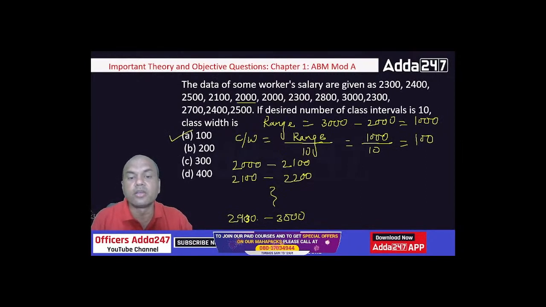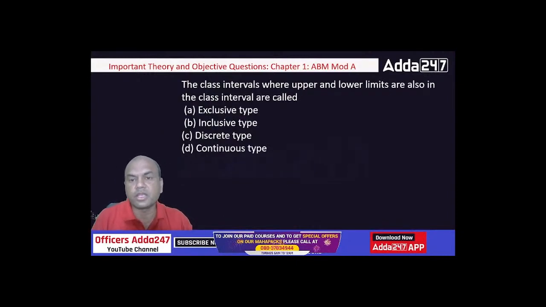Where the upper and the lower limits are in the class, like 2000 to 2100, 2100 to 2200. Now what do you mean by this? There are two ways of writing a class. One is the inclusive type, and I am directly giving the answer here. The second one is exclusive.